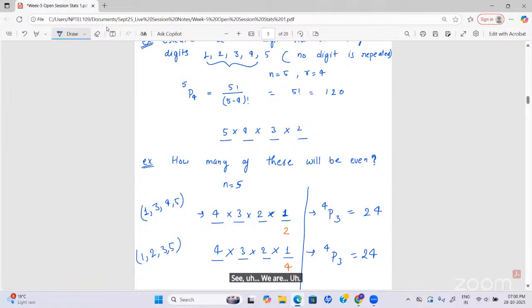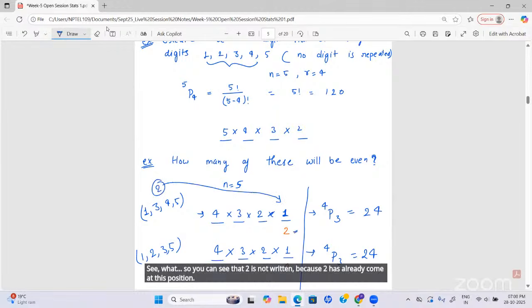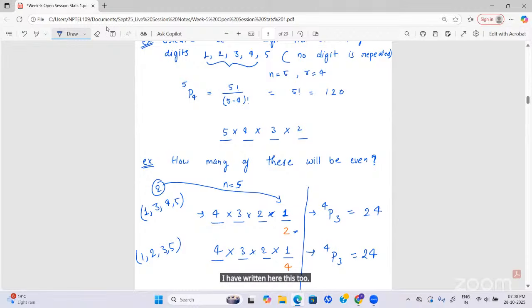No, we will not add anything. You can see that 2 is not written because 2 has already come at this position. I have written this 2 here, and repetition is not allowed. So out of the remaining digits, which are 1, 3, 4, 5, you have to fill these 3 positions. We have not excluded it; it has already come at the last position.